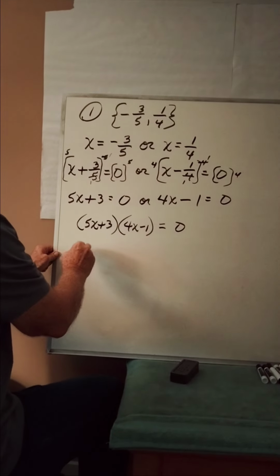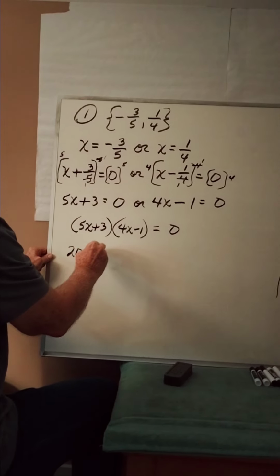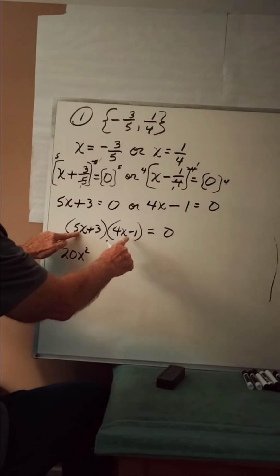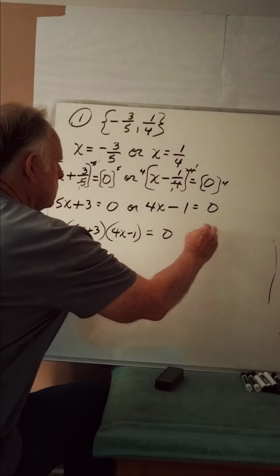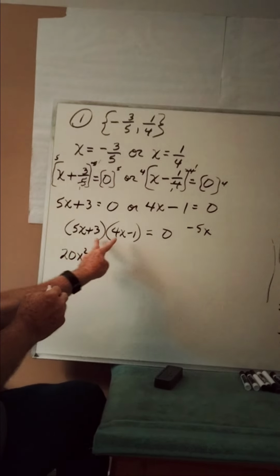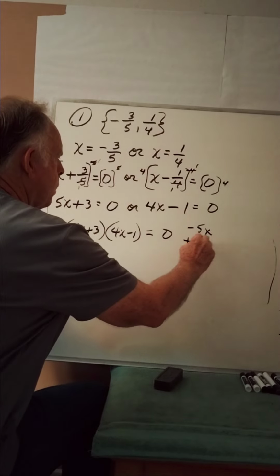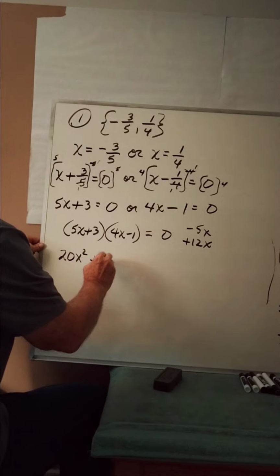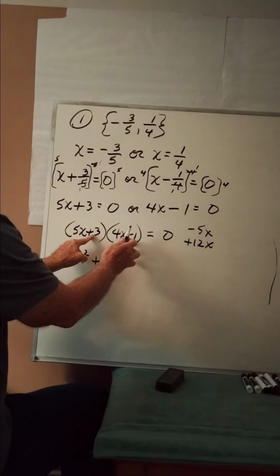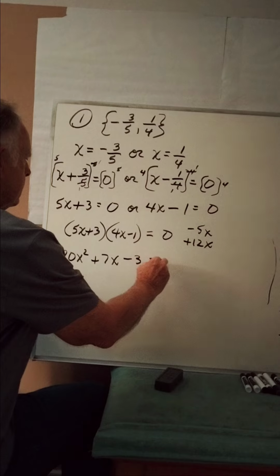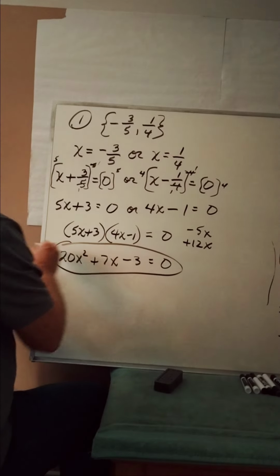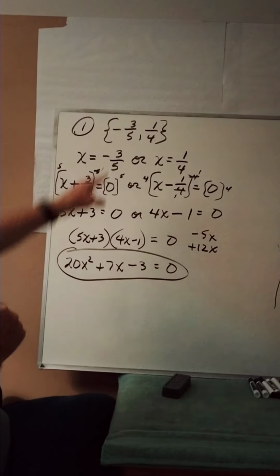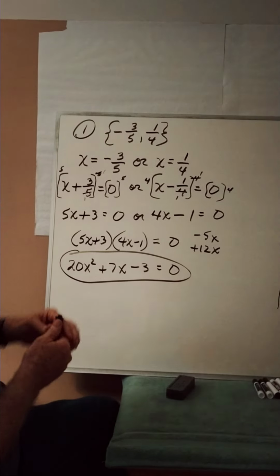First terms, 20x squared. Now I'm going to kind of dual up when I do the outer and the inner. There's a negative 5x. The inner, a positive 12x. A negative 5x combined with a 12x would be a positive 7x. Then the last terms, negative 3 is equal to 0. There's the quadratic equation. If we were to solve this quadratic equation, those will be our solutions.